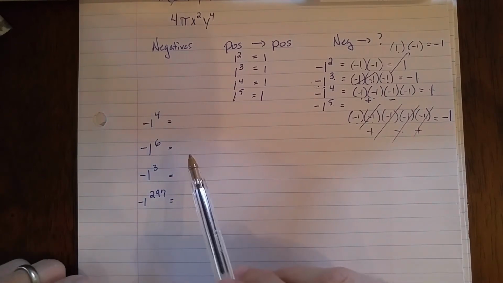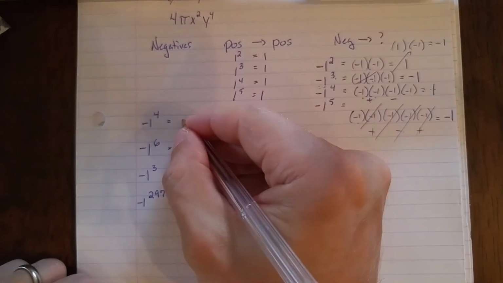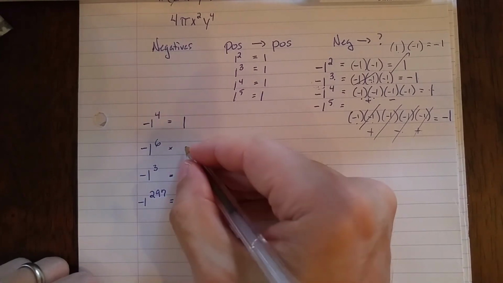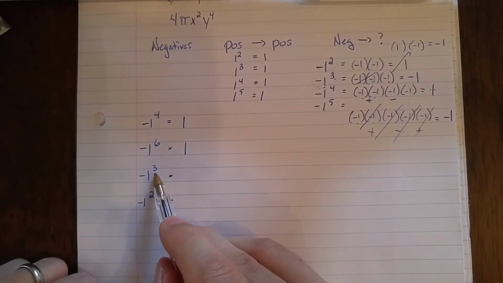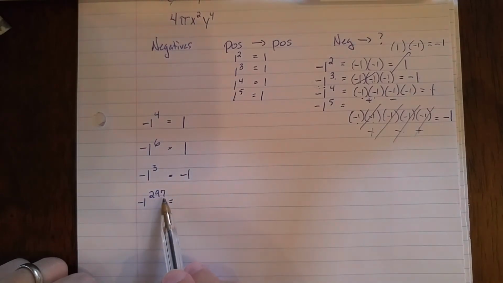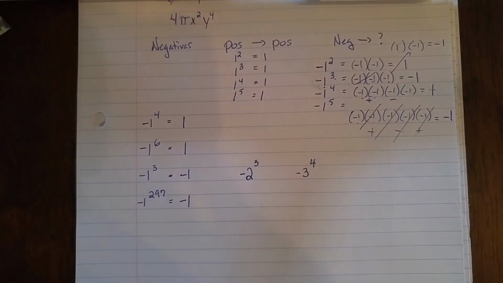Well, again, we need to look at the exponent. So here, the exponent's even, so it's going to be positive 1. Here, the exponent's even, so it's going to be positive 1. The number 3, that's an odd number, so it's going to be negative 1. Here, the exponent is 297. That's an odd number, so the answer is negative 1.